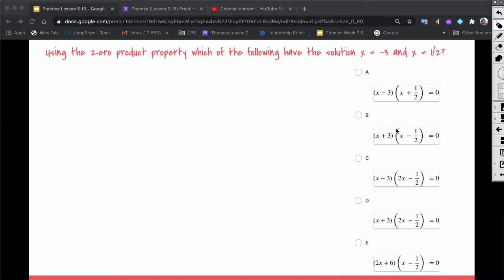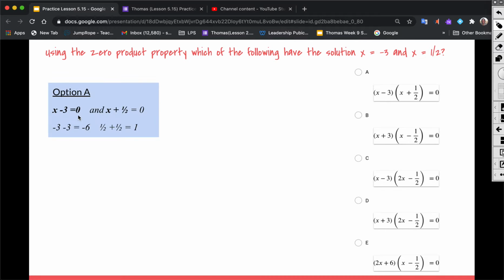My strategy, if I were doing a question like this, is to take each of the options and substitute the values of x into the factors to see which would give me 0 for both of those values. So when I look at option A, if I replace the x with negative 3 on the first factor, that's negative 3 minus 3, which is going to give me negative 6. And if I replace x with 1/2 on the second factor, that is equal to 1. So you notice I'm not getting 0 in any of these when I replace x in the factor. And the idea is to make the factor equal to 0.